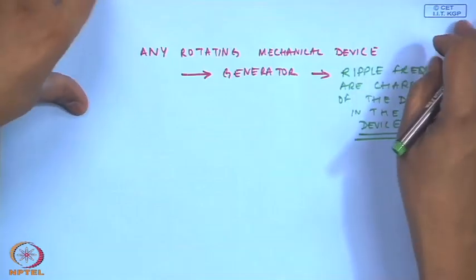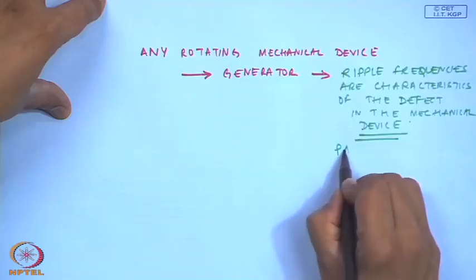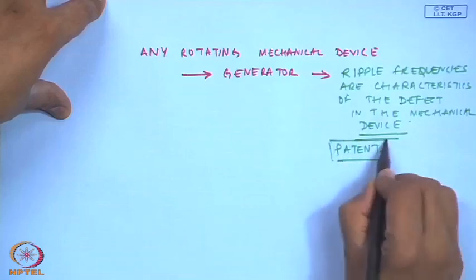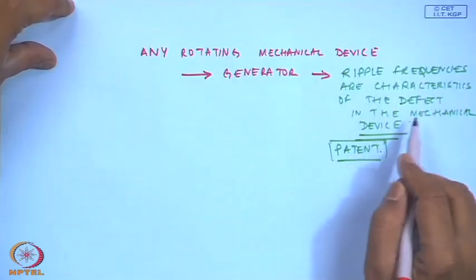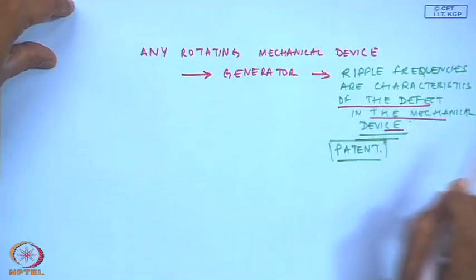So, this is one of the important observations, and in fact, our group at IIT Kharagpur has a patent on the same. Any mechanical rotating device which is powering a generator, the generator is going to generate a voltage, and this voltage will not be clean; it will have ripples. So, if somebody can capture these ripples and understand the frequencies, we will see that they are characteristic of the defect in the mechanical device. So, this becomes a very, very powerful technique to find out defects in gas turbines powering aircraft and marine systems. Okay.